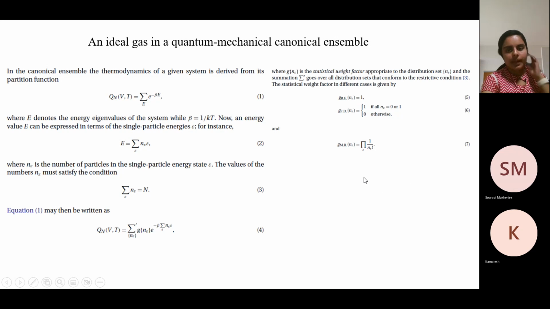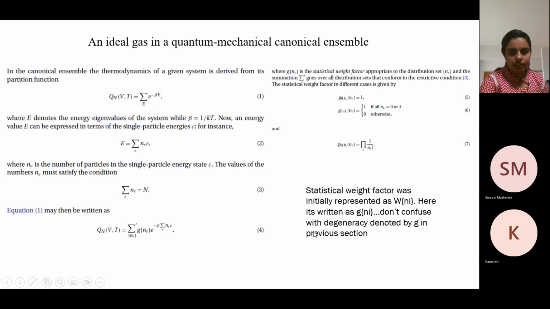And then if you have the Maxwell-Boltzmann distribution, this holds for classical particles where they are distinguishable, and there you have this weight factor which is given as 1 by N_i factorial, right? So what we will now do is we will put these values and we will see how our expressions change, how our partition functions change for the different kinds of particles, right? So initially statistical weight factor was represented as W of N_i, and here it's written as g of N_i. So don't get confused with degeneracy, which is generally denoted by g. Here it's not degeneracy, here it's the statistical weight factor.